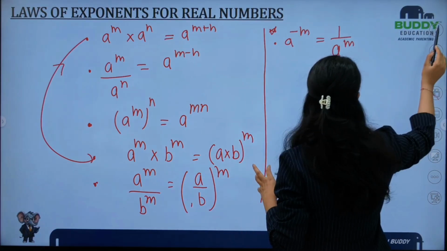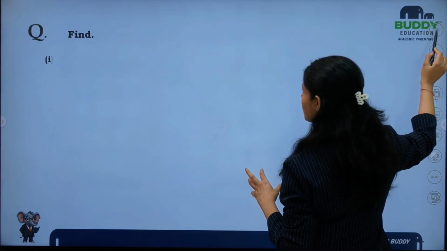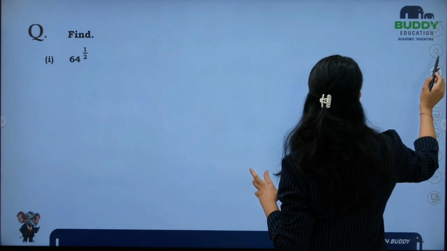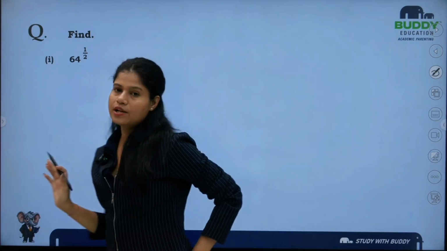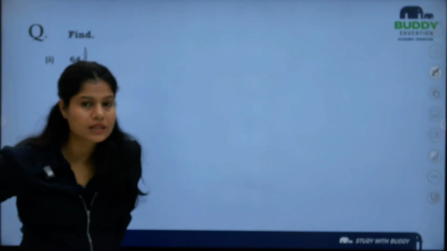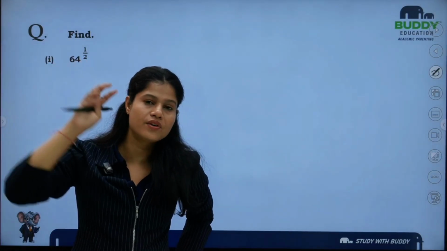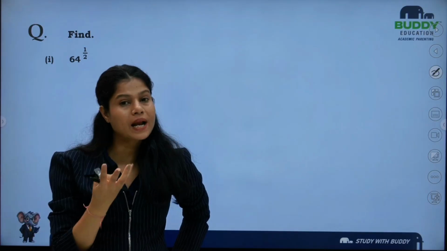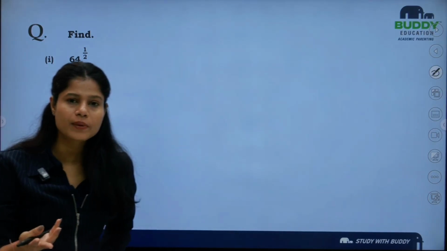All right, so now without any further delay, let's move to the first question, where they are saying let's find the value of this. For finding the value of 64 raised to the power 1 by 2, we have to make sure of one thing only: that apart from the power, the base should be prime. But 64 is not prime, so we try to make it prime.